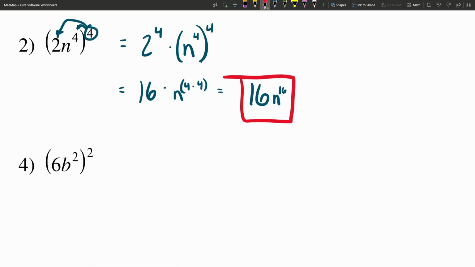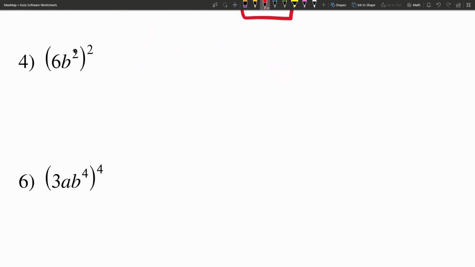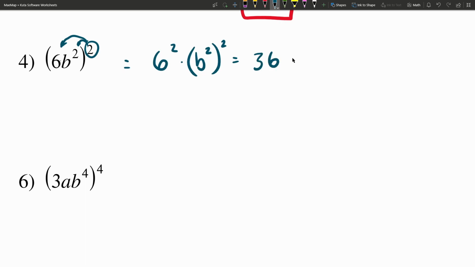Moving right on down to number 4, we have 6 times b squared squared. So we're going to take this 2 and distribute it to both the 6 and the b squared, since these are indeed multiplied. This coefficient is just multiplied to the b squared. So we're going to have 6 squared times b squared squared. 6 squared is 36, and b squared squared is b to the 2 times 2, because we multiply those exponents. So this is going to be 36 times b to the 4th for number 4.